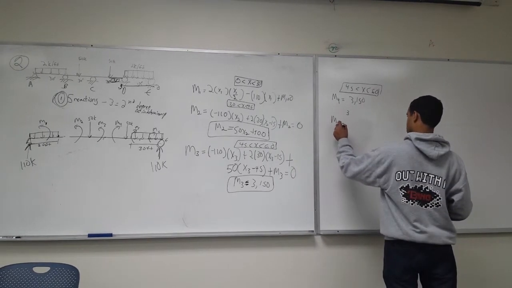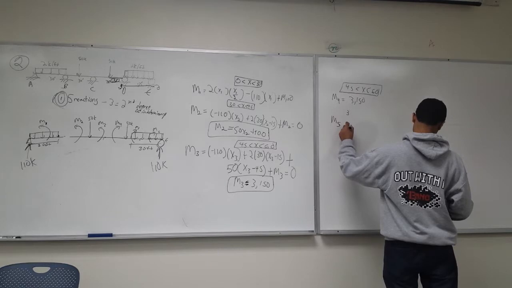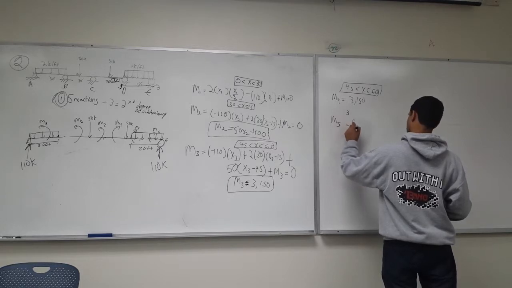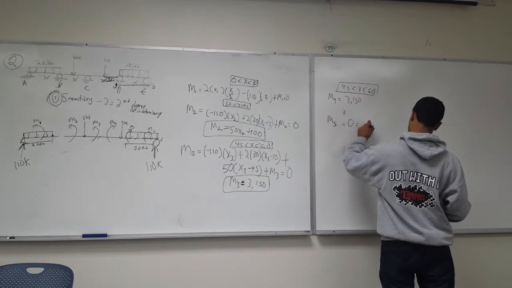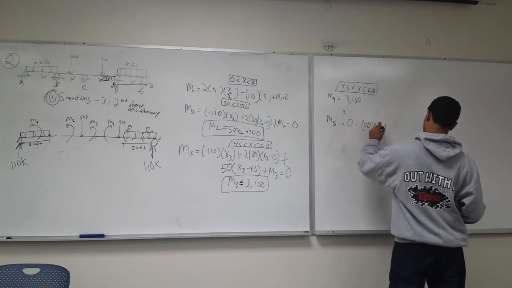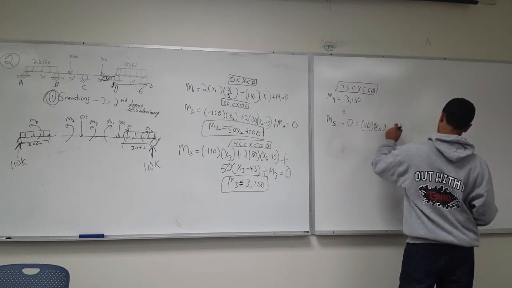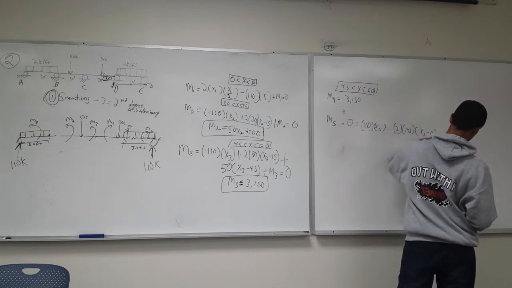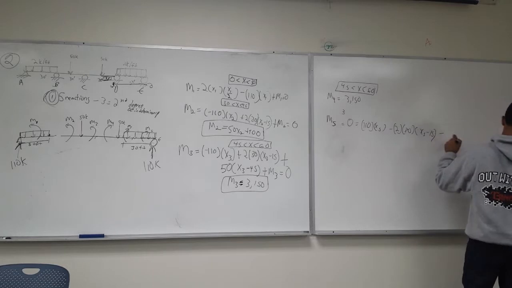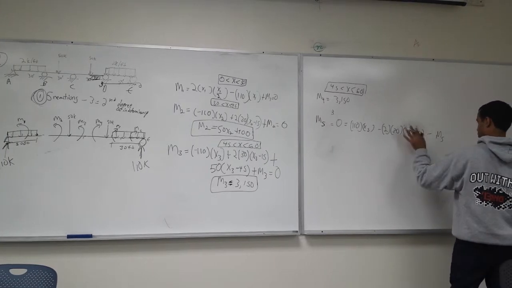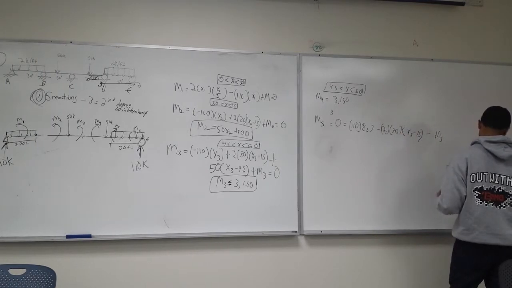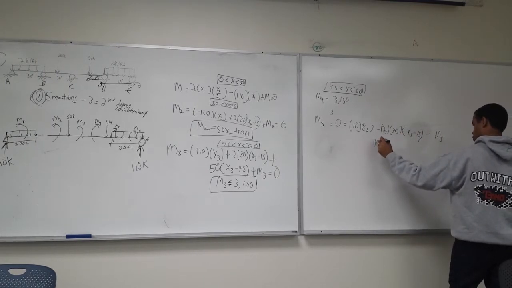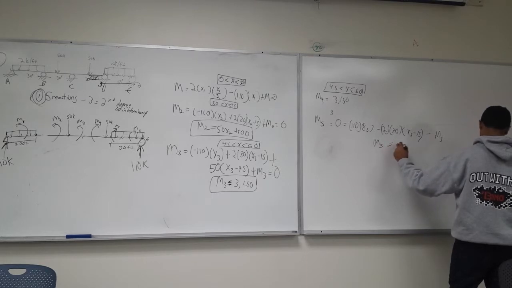We write down M5 equals 0, equal to 110 times x5 minus 2 times 30 times x5 minus 15 minus M5. This whole thing, as I just mentioned, is equal to 0. So when I put it into simplest form, I end up with M5 is equal to 50 times x5 plus 900.